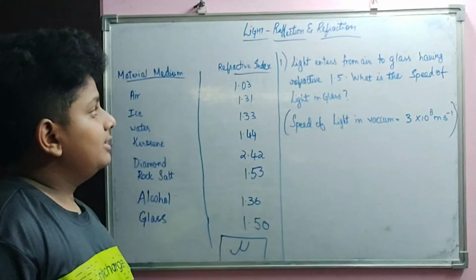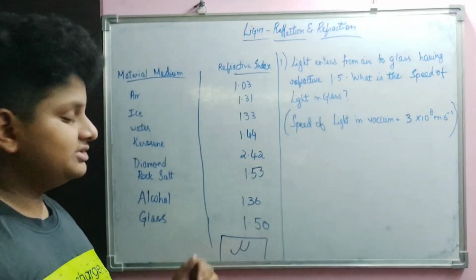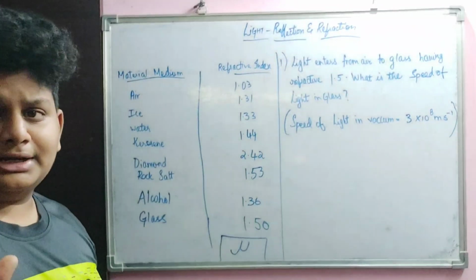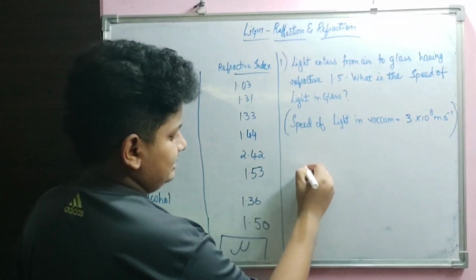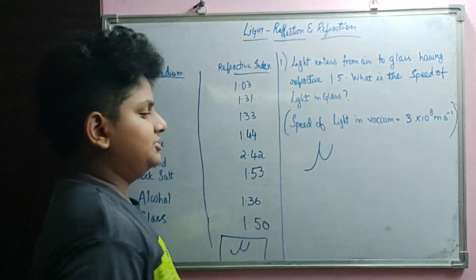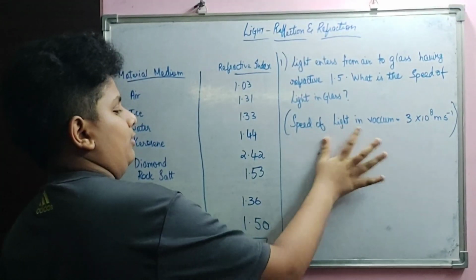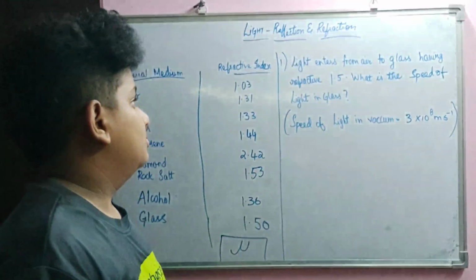And the refractive index is denoted by the letter mu. This looks like a letter U, but it is written like this. It is called mu. Now, here is a problem for you.